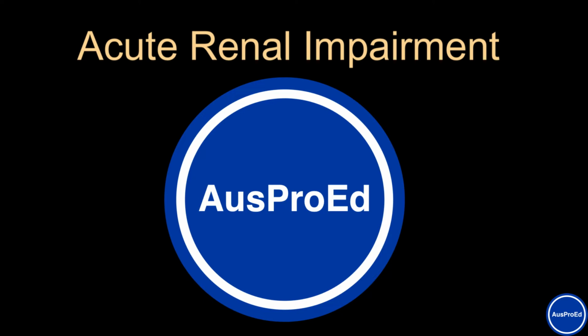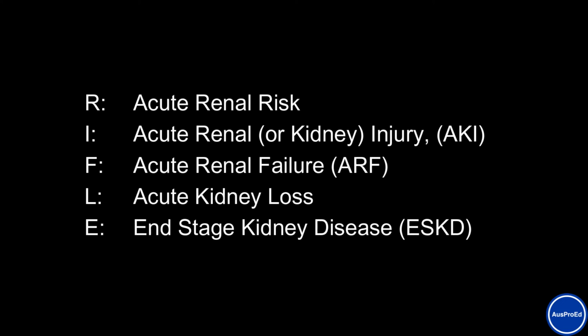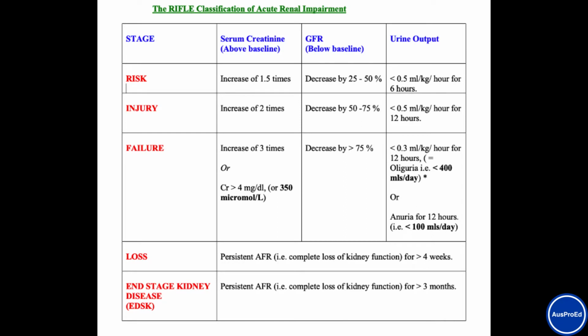There is a criteria called RIFLE, R-I-F-L-E, that we use in acute renal impairment, which helps to assist in defining the stage of acute renal impairment. So RIFLE stands for R-I-F-L-E. R is risk, so acute renal risk. I is injury, so acute renal injury or acute kidney injury, AKI. F is failure, so acute renal failure, ARF. L is loss, so acute kidney loss. E is end-stage kidney disease, so ESKD.